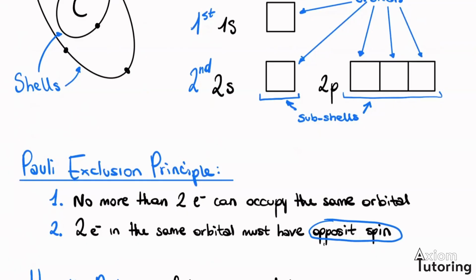When we represent electrons in orbitals, we draw them as arrows, either pointing up or pointing down. And what this second statement is telling us is that we're not able to draw 2 electrons facing the same direction, either both up or both down. So this is the only way that we're able to draw the electrons in our orbitals.